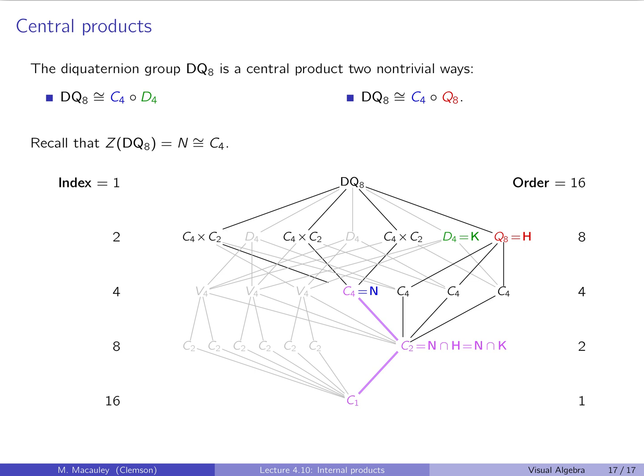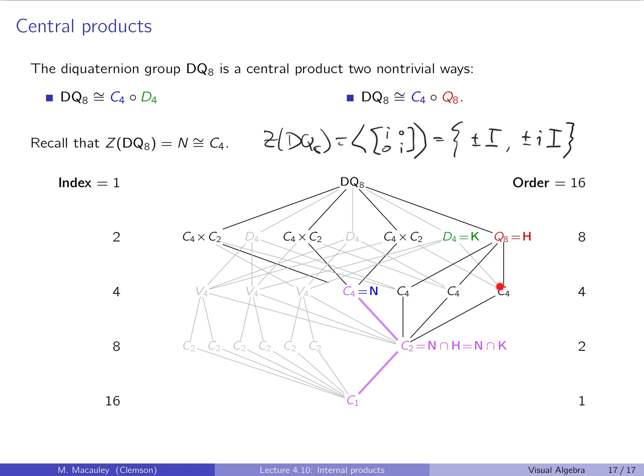And remember, these can be represented as 2 by 2 matrices, and the center of DQ8 consists of the scalar multiples of the identity matrix. So this is just the set of plus or minus the identity matrix and plus or minus i, that is the square root of -1, times the identity matrix. And that is the cyclic subgroup right here.